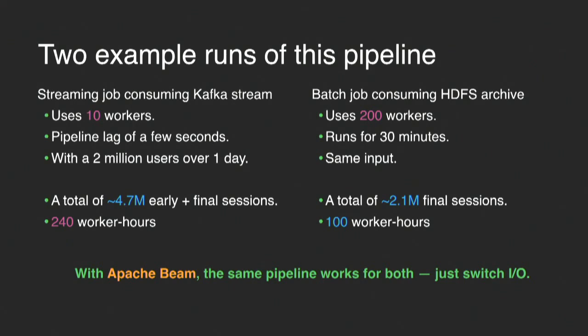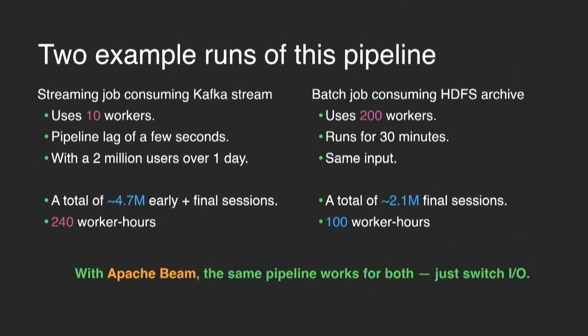The triggers don't really matter much in batch, since runners are free to ignore the triggers, as we'll say in a few slides. Batch runners usually ignore the triggers because it just gives you the final output at the end. Even though we're running on more workers, the whole thing is done in 30 minutes, so we'll only have 100 worker hours.